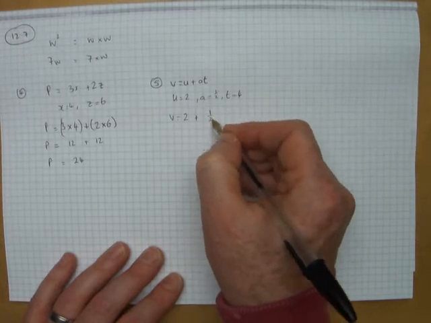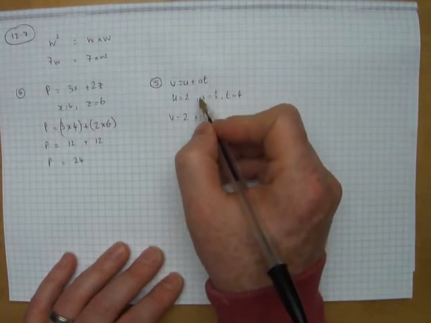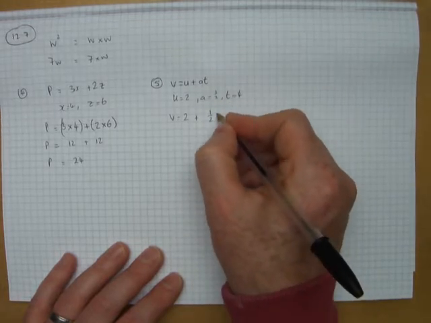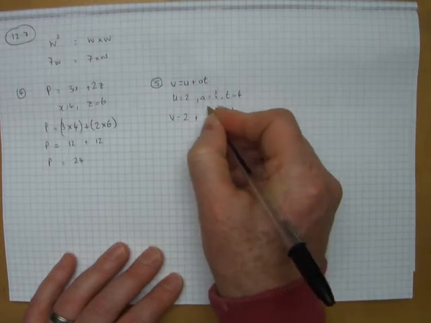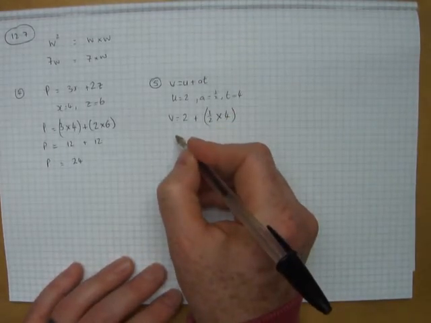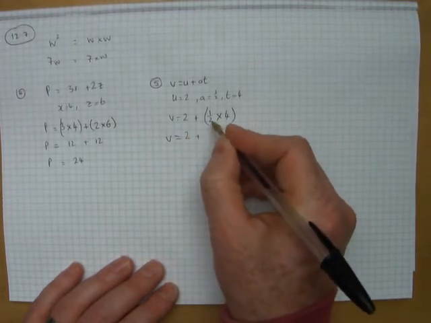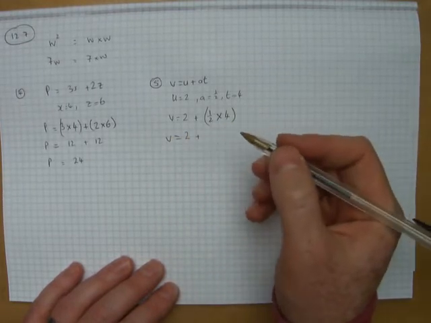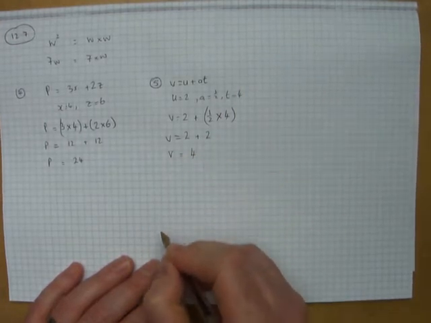Now the a is beside the t, so there's a symbol in there that's hidden, and that's a multiplication sign, so it's going to be a half multiplied by t, which is 4. Again, I'm going to put that inside a bracket to make that a little bit clearer to work with. V then is going to be 2 plus, now half times 4 is a half of 4, so that's 2, so v works out to be 4.